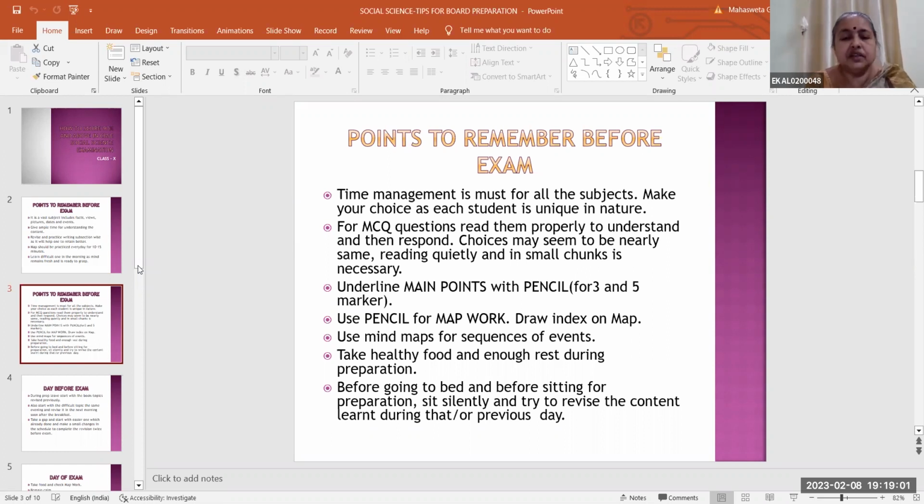So keep these 34 days dedicated for your career, because if you work hard, it will automatically be shown on your report card. Take enough rest. I told you 8 hours every day you have to take rest. Before going to bed, this is very important, all of you, please listen. Before going to bed and before sitting for preparation, sit silently. Try to revise the content that you learned during that day or previous days.